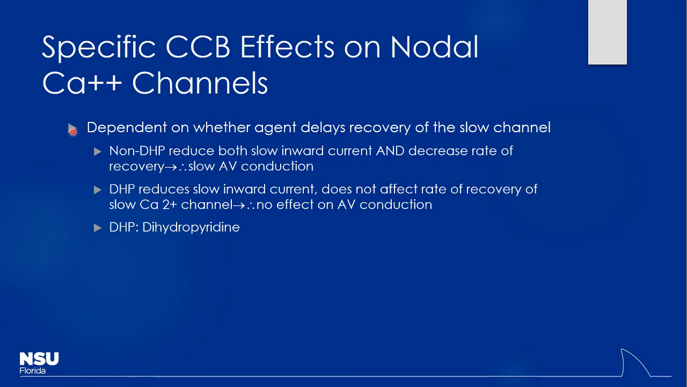So this is where you're going to see a lot more of that nodal tissue effect, where it's going to be slowing down that inward current and decreasing that rate of recovery. So you're slowing down AV conduction, and it's going to ultimately slow down the heart rate. Okay, so keep that distinction in mind. We'll talk about the individual agents in just a little bit.